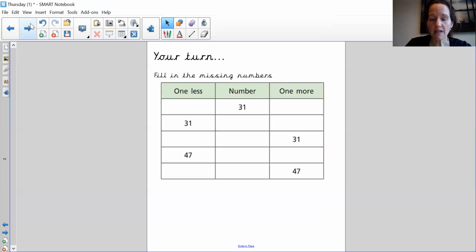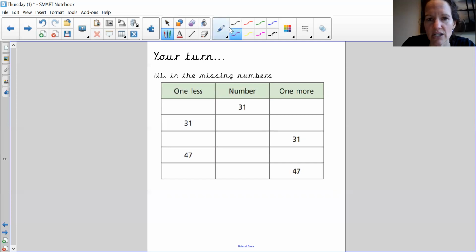So here, this is your task for today. So I have got 6 lines. So what I want you to do is, it's kind of a tricky one. So what you need to do is you need to look at each column carefully. So let's do the first one together. I have 1 less, then the number, and 1 more. So what do I know? So I know that my number is 31. That's good. So what is 1 more than 31? Can you tell me?